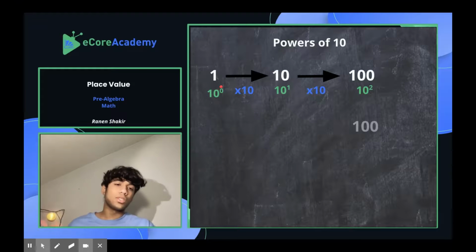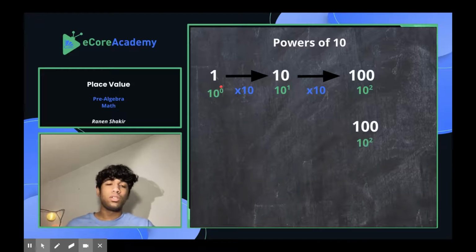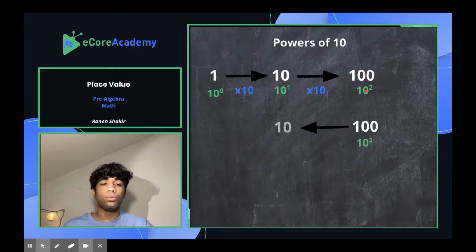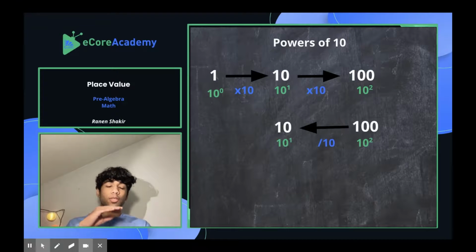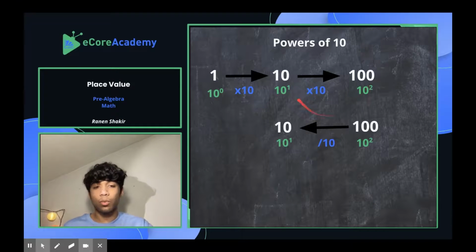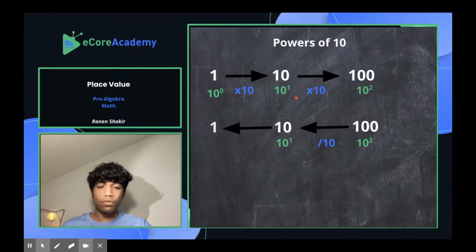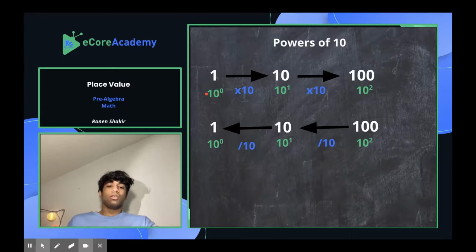So let's work backwards. What if we want to go from 100, which is 10 to the second, to 10? We divide by 10, and that means our exponent goes down by 1. That should make sense again, we're just working backwards. Same thing here: go from 10 to 1, divide by 10. We're back where we started. 10 to the 0 power is 1. So now let's divide some more. Let's go into decimal points.